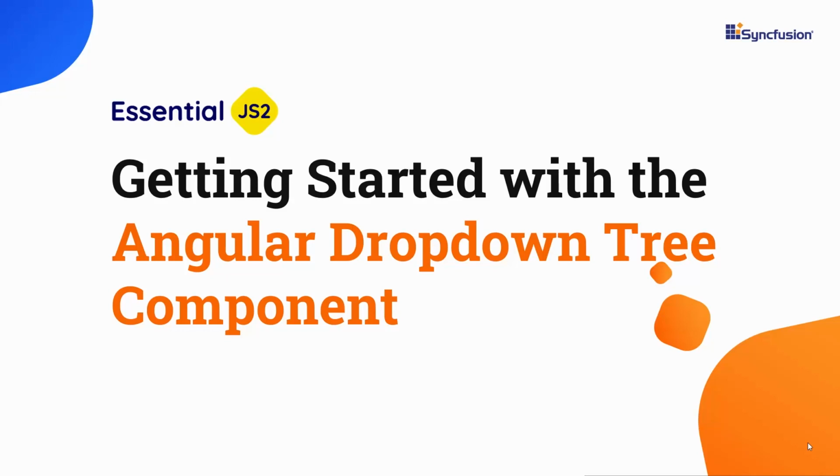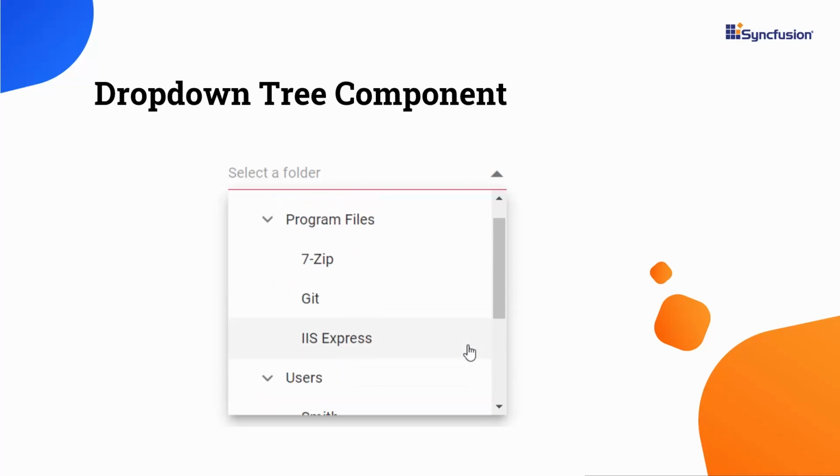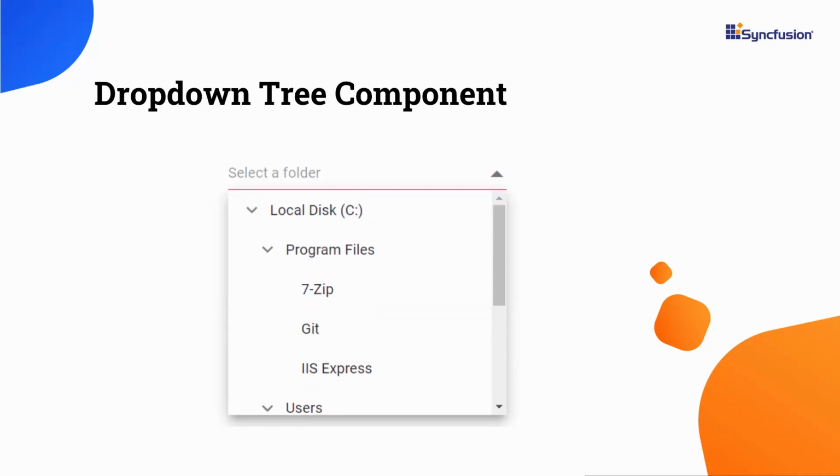Hi everyone, welcome to this video on how to get started with the Angular Dropdown Tree. The Dropdown Tree component displays a hierarchical list of predefined values, from which you can choose a single value and display it in a text box.